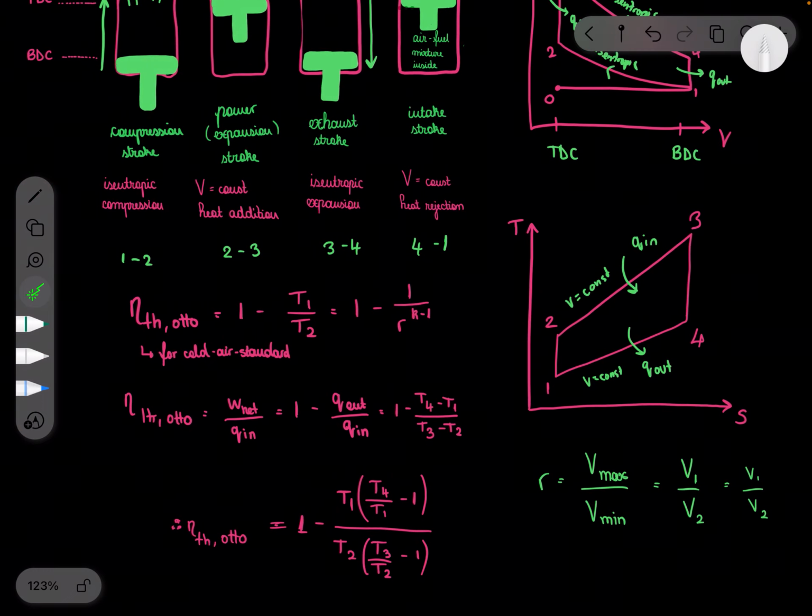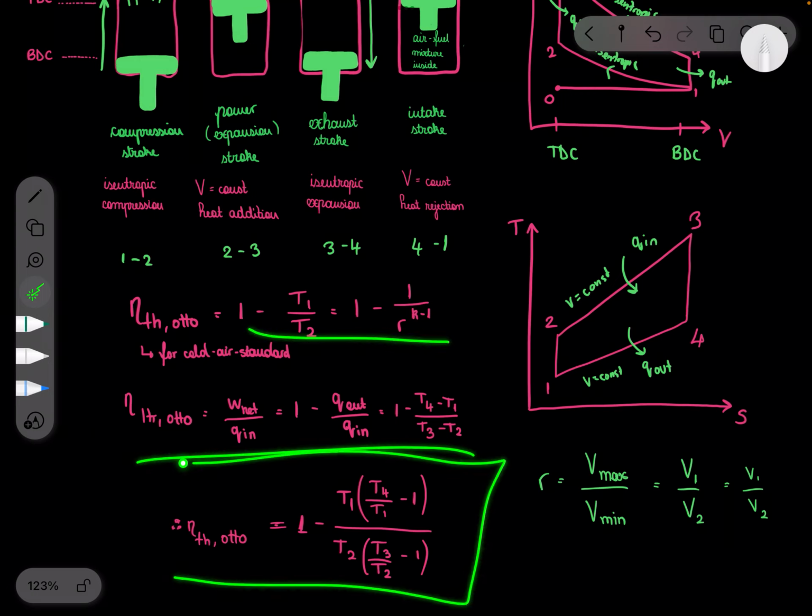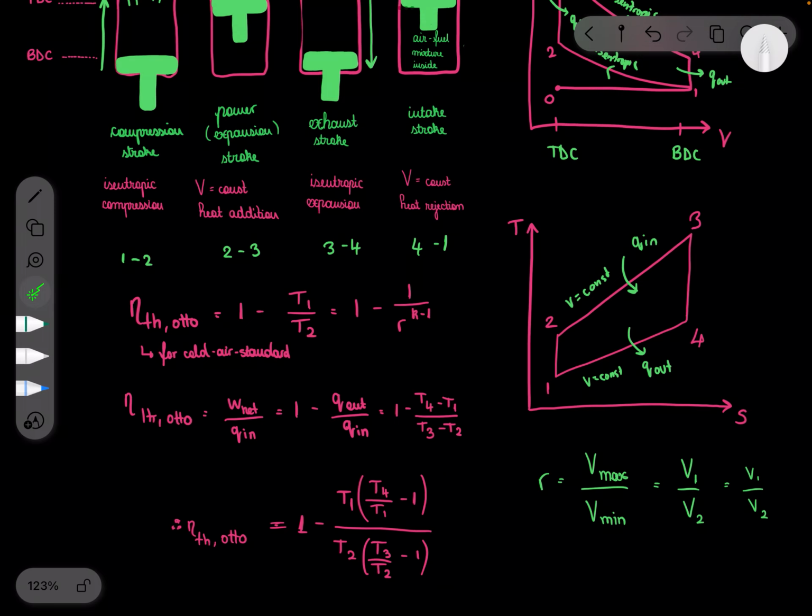Now for isentropic efficiencies for the Otto cycle. If you have air standard assumptions, you can use this formula, which eventually is going to simplify to this. But that is only for cold air standard assumptions. If not, just use the regular one.